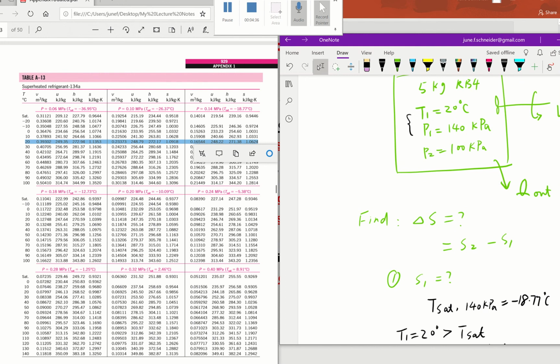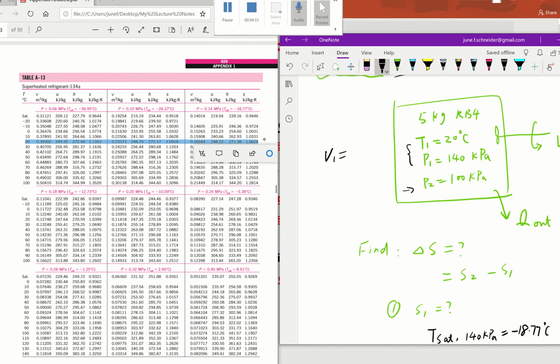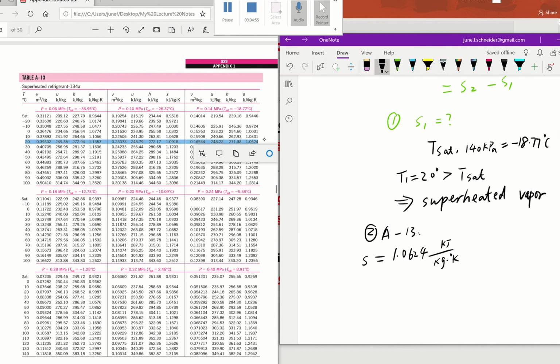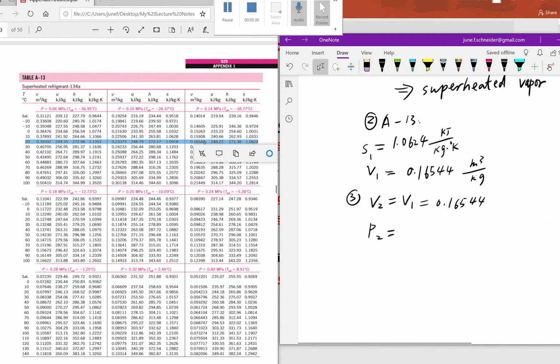Now we need to find S2, but for state 2, we only know one property, which is pressure. What would be our necessary second property? Because this is a rigid tank, we know V1 is equal to V2. So we need to come back to the same table to find our V1. V1 is 0.16544 meter cubed per kilogram. Now we know two properties for state 2. V2 is equal to V1 due to the rigid tank, so specific volume stays the same, and the pressure is given as 100 kilopascal.